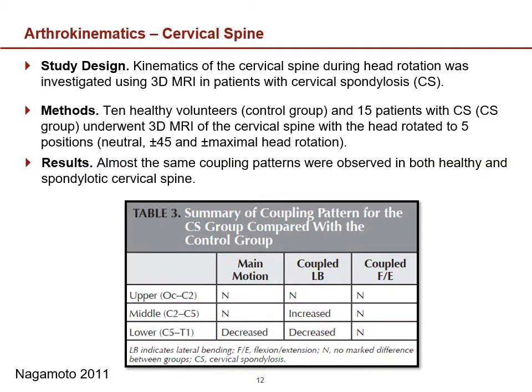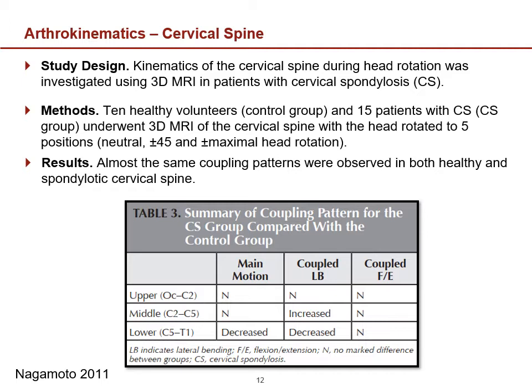Okay, so it's also important to consider, how do these arthrokinematics of the joints change in the presence of pathology? Here's a study that was done. You can see the study design there. Kinematics of the cervical spine during head rotation was investigated using a 3D MRI in patients with cervical spondylosis. You had 10 volunteers as a control group that were quote unquote healthy within their cervical spine, and then you had 15 individuals with cervical spondylosis.